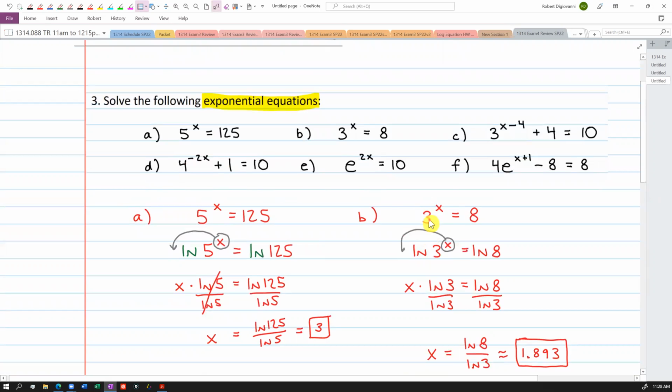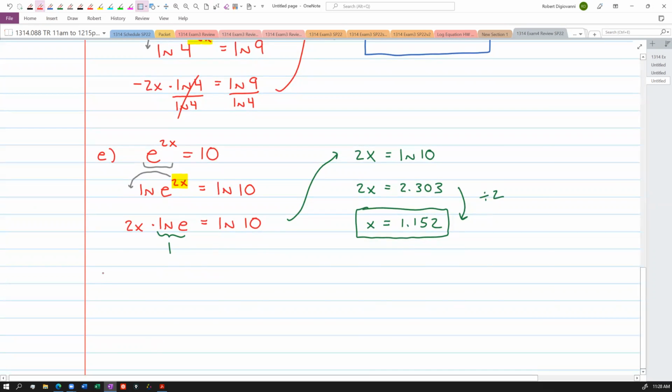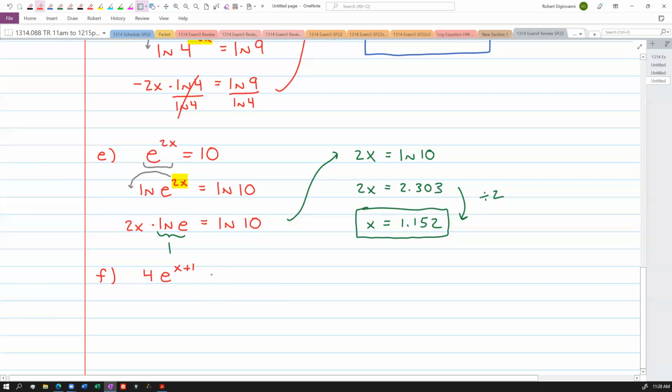For e to the x plus 1, times 4, minus 8 equals 8. X plus 1 minus 8, okay. All right, this is the hardest problem out of these. Because the thing that you need to get before you can bring in the natural log, you have to get this right here by itself. And when I say this, I mean the e to the x plus 1, because the 4 is being multiplied in front.